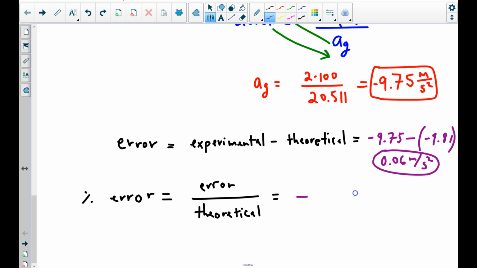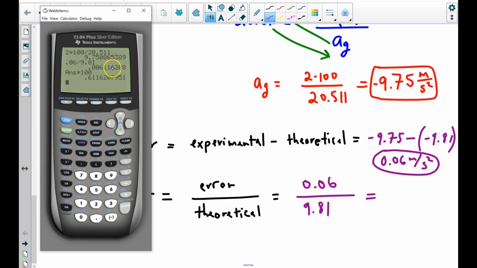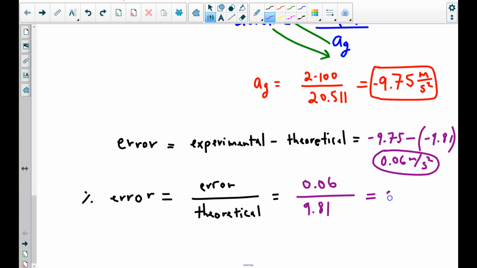Then you take that error, and to turn it into a percentage, you divide by what you expected to get, what you should have gotten. And so we're expressing that error as some fraction of the true value. And when I do this, I get 0.006, and that's the decimal form. If you want to express that as a true percentage, you multiply by 100. So my percentage is 0.6%. So again, the decimal form is 0.006, which is approximately 0.6%.